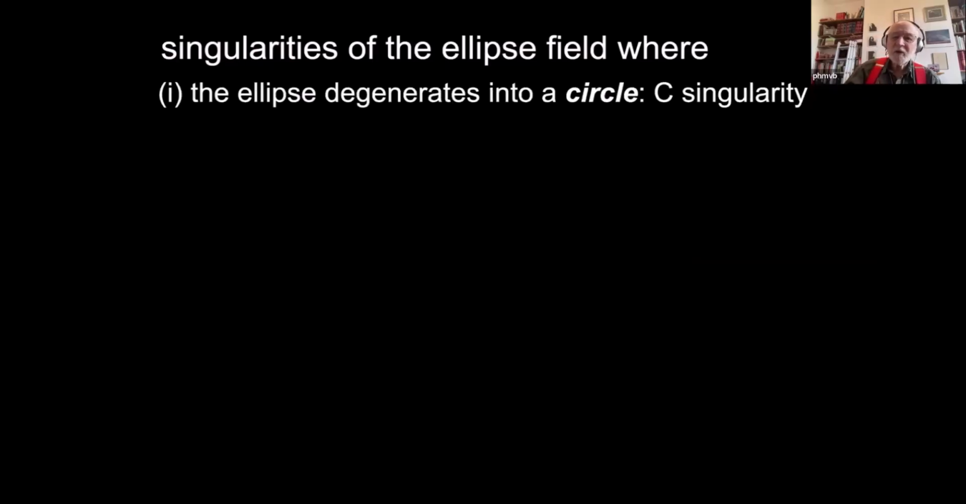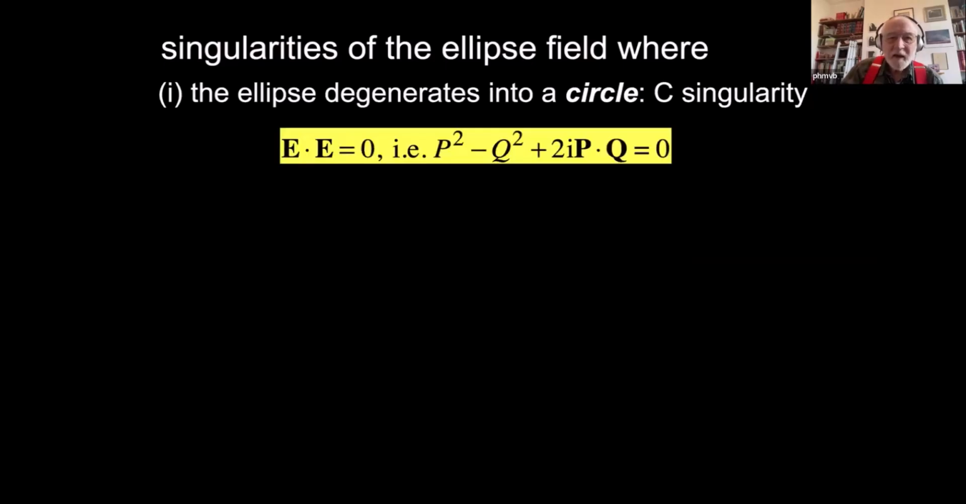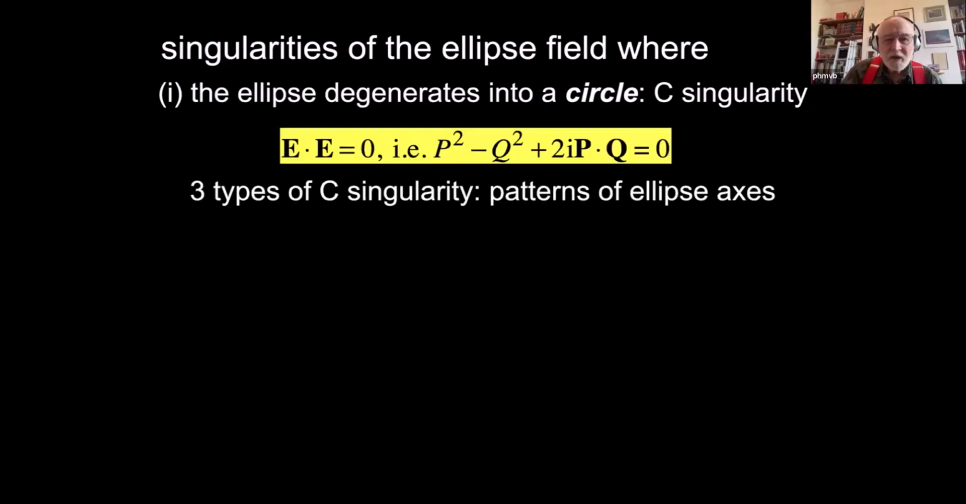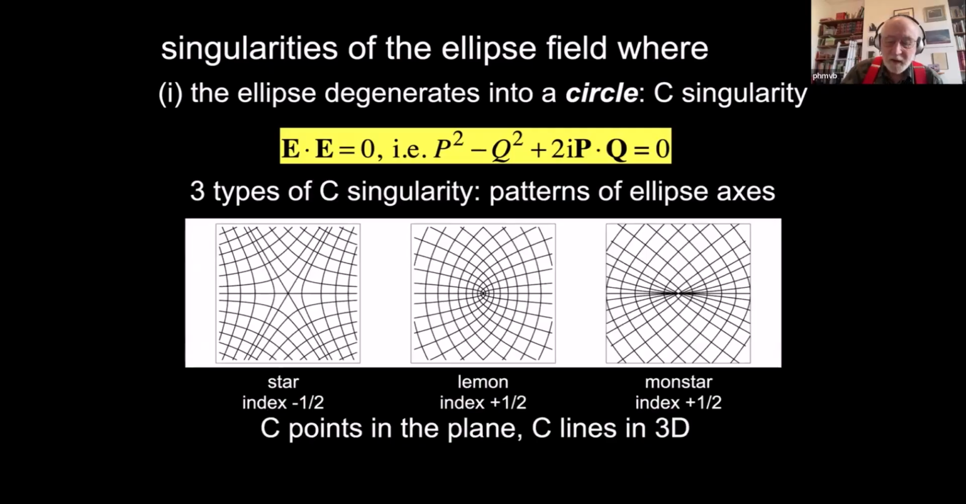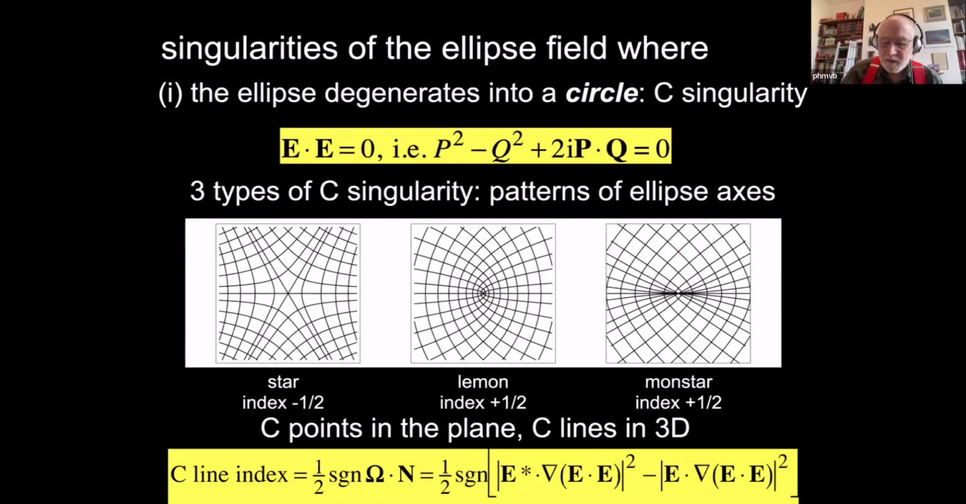The first is the ellipse can degenerate into a circle. Well, then the axes of the ellipse are undefined. There's a condition for that. And there are three types of singularity. C singularity, the ellipse degenerates into a circle, pure circular polarization. And here are the three patterns of singularity of the ellipse axes. They're points in the plane, lines in 3 dimensions, these C singularities. And then there's a formula for the index, either plus or minus a half, some formula involving the electric field, useful in calculations.